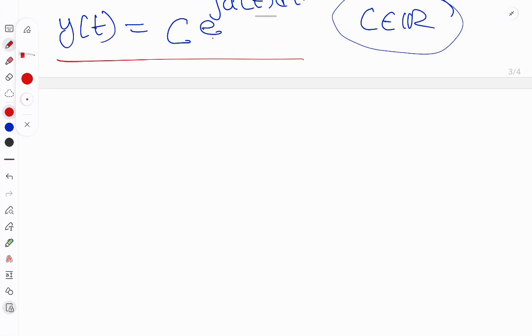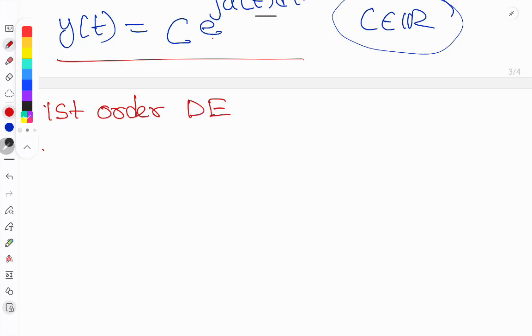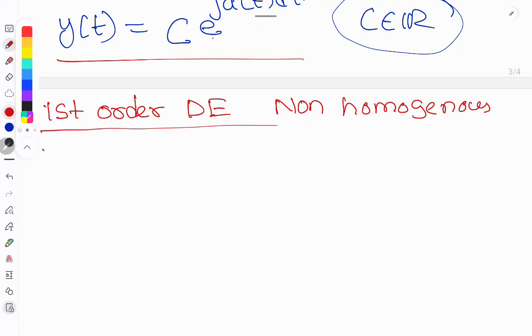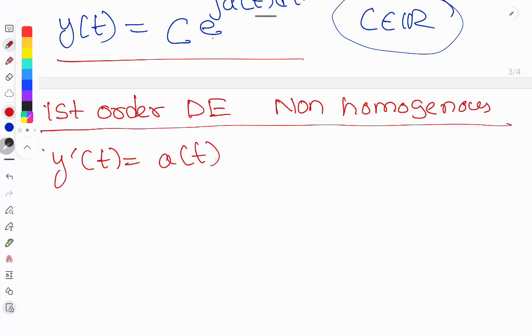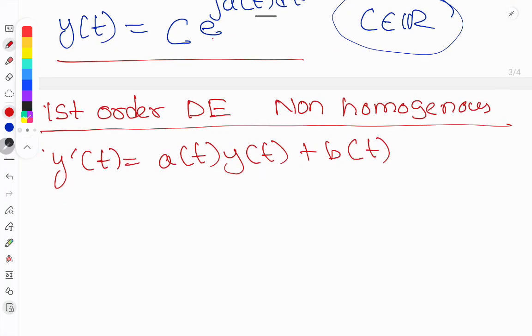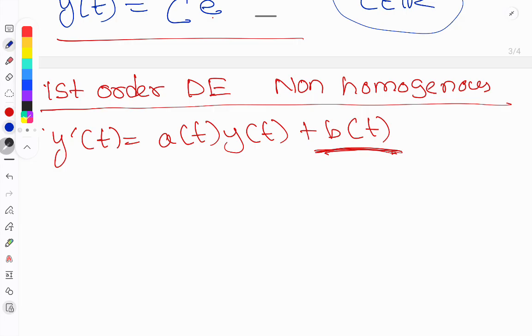But for the non-homogeneous case, again you have a direct formula. So, a first order non-homogeneous differential equation. Here your equation could be y'(t) = a(t) y(t) + b(t). Okay, so this is the general equation of a non-homogeneous differential equation, because you have a term here that is not multiplied to y(t), and it is not dependent on y(t).